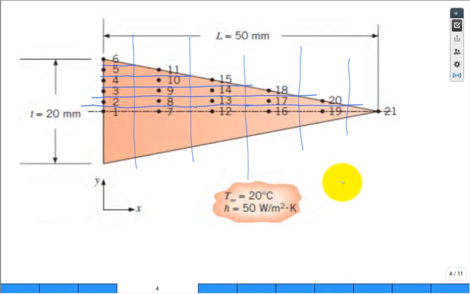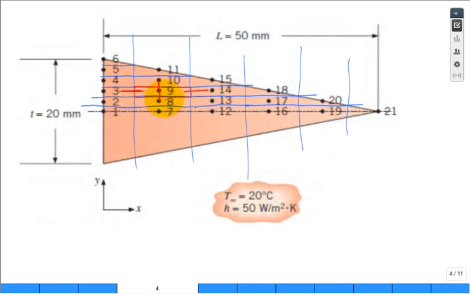Okay, so for example, if somebody said focus on node 9, that is the real estate or the volume associated with node 9. And node 9 has some neighbors. Node 9's neighbor is 3. Node 9's neighbor is 10. Node 9's neighbors are 14 and 8. And so thermally, we can have a pathway for conductive heat transfer between 3 and 9, 10 and 9, 14 and 9, and 8 and 9.